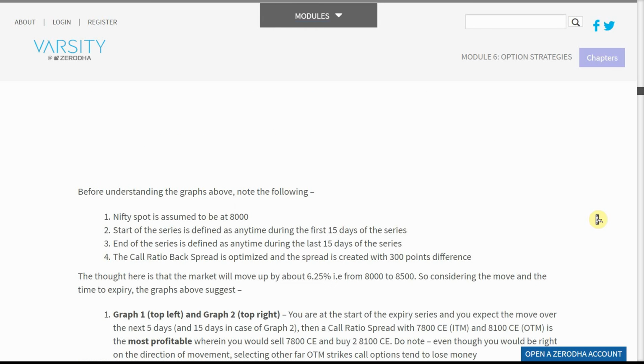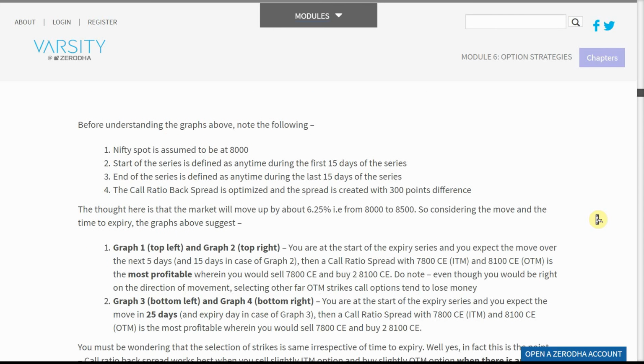Before understanding the graphs above, note the following. Nifty spot is assumed to be at 8,000. Start of the series is defined as any time during the first 15 days of the series. End of the series is defined as any time during the last 15 days of the series. The call ratio back spread is optimized and the spread is created with 300 points difference.